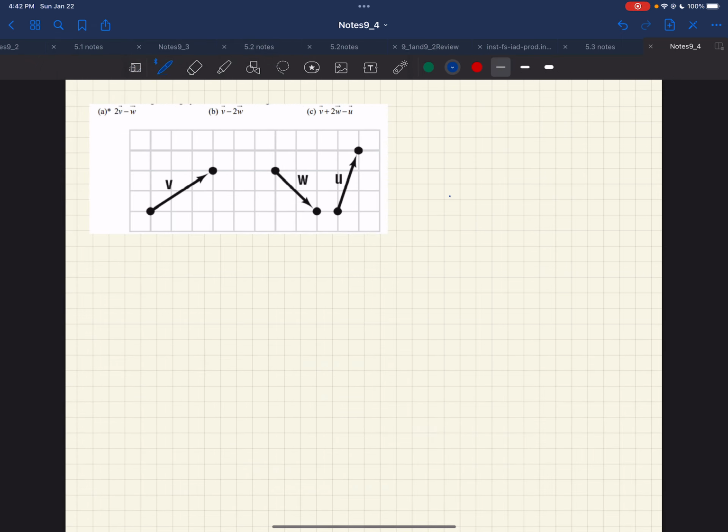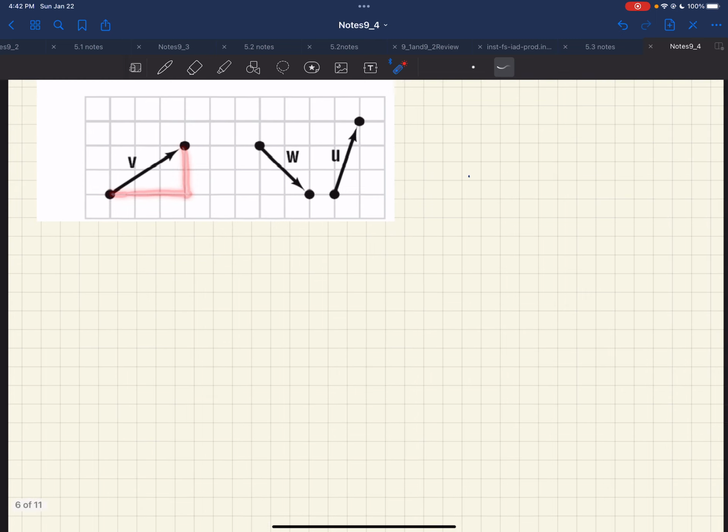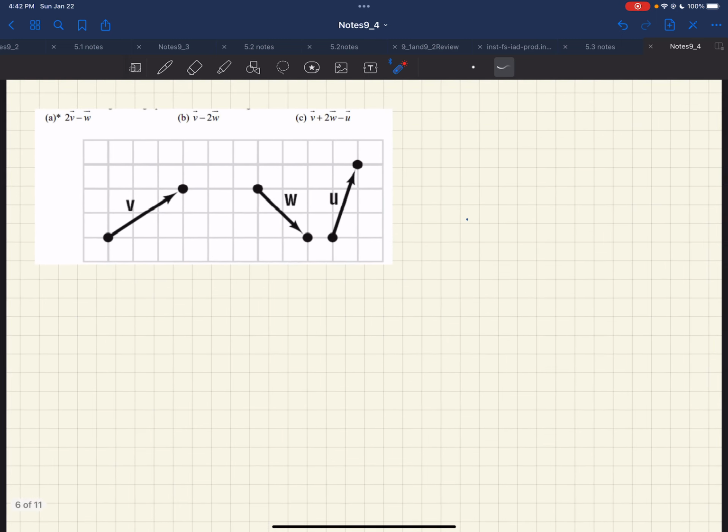Here we go. All right. So the first one I have is 2v minus w. My v, if you take a look at it, is 3 over and 2 up. So 3 over, 2 up. And if we're going to do 2 of those, then I'm going to go 3 over, 2 up, 3 over, 2 up. So that's going to look like this.